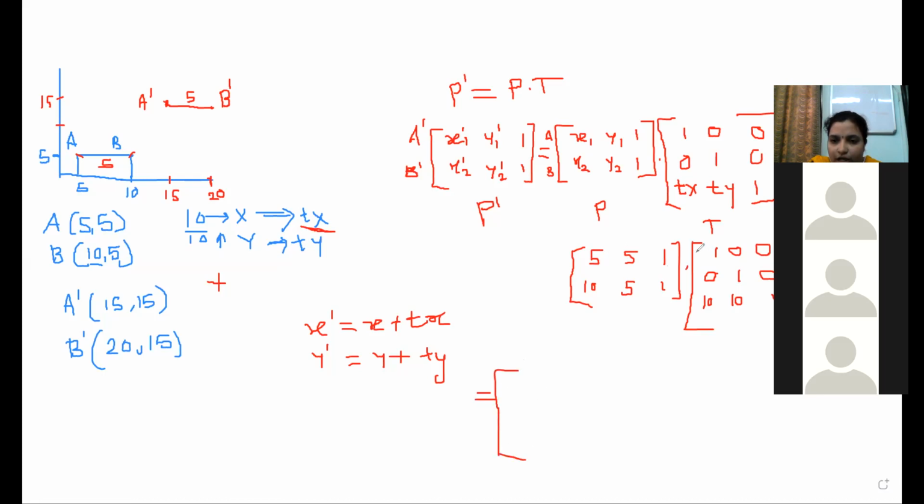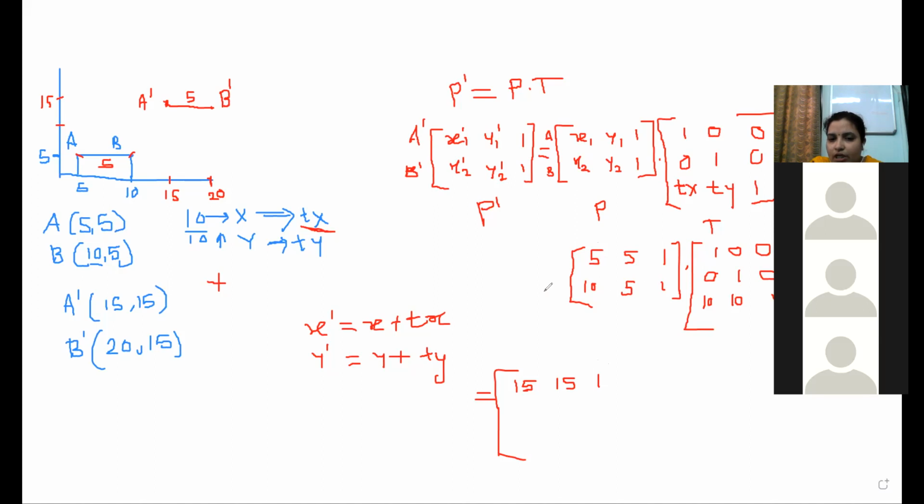5 into 1, 5 plus 0 plus 10. So you are going to get 15. 5 plus 10. 5 into 1, that is 5. Then 0. And here 10 into 1, that is 10. 5 plus 10 is 15. Then first row, second column. So first row 5 into 0, 0. 5 into 1 is 1. And 1 into 10 is 10. So here you are going to get 15. Then the first row and the last column. So 5 into 0, 5 into 0, and 1 into 1. So this gives you 1.